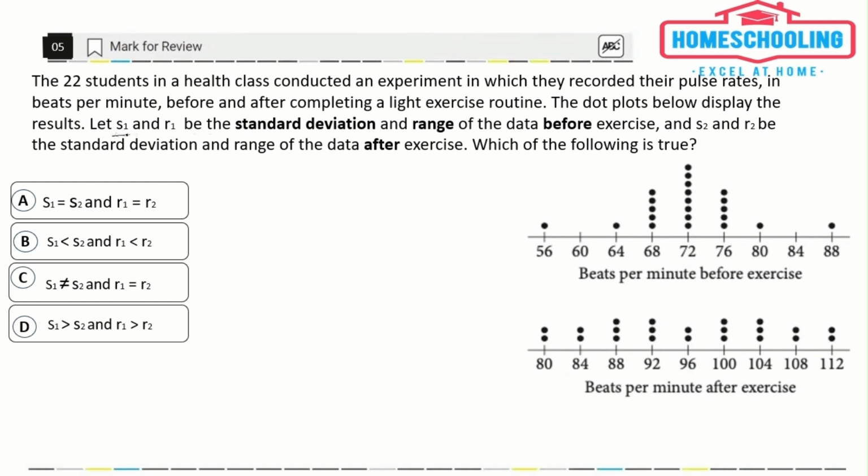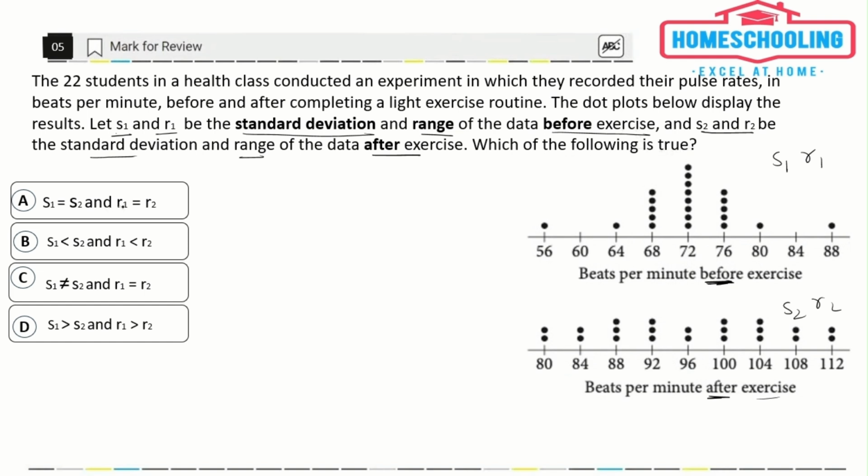S1 and S2 are standard deviations. S1 is the standard deviation and R1 is the range of the data for beats per minute before exercise. And S2 and R2 are the standard deviation and range of the data after exercise. So we have to find which of the following is true.